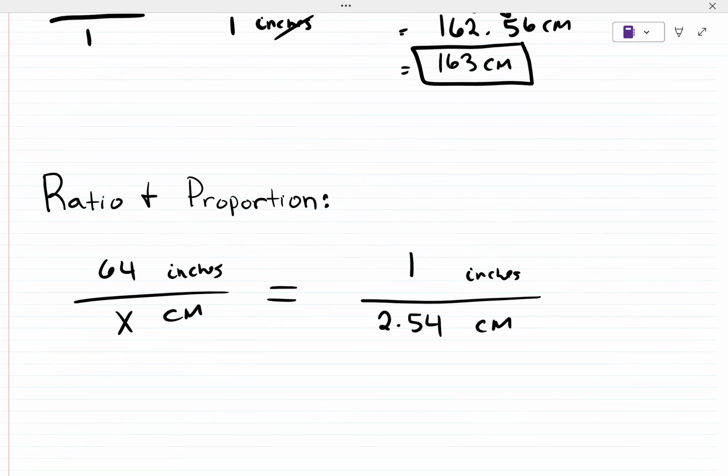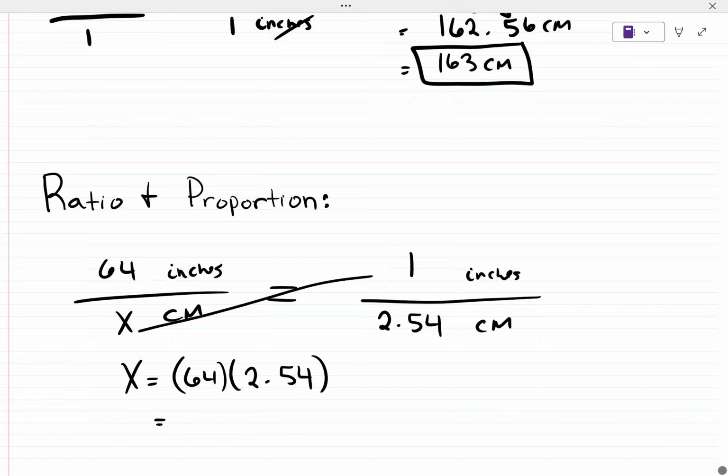Okay. And then cross multiply, so X equals 64 times 2.54. And that gives you 162.56. When rounded, because it says round to the nearest whole number, it's 163 centimeters.